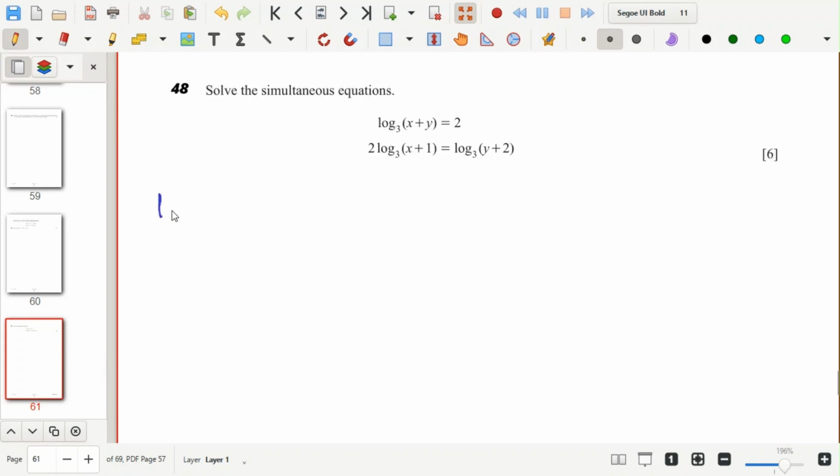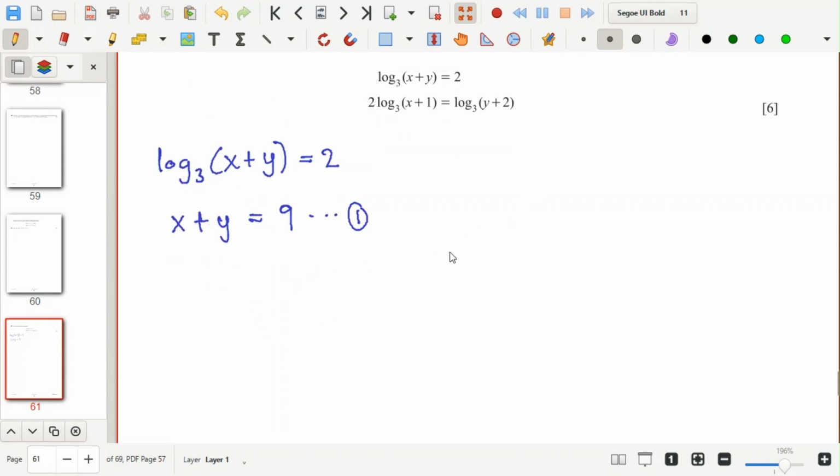Okay, so we have log of the expression x plus y to the base 3 is equal to 2. So this is the same as 3 to the power 2, which is what? 9. Equation 1. Let's see. Now, on the other hand, I have 2 log to the base 3 of x plus 1 is equal to log to the base 3 of y plus 2.